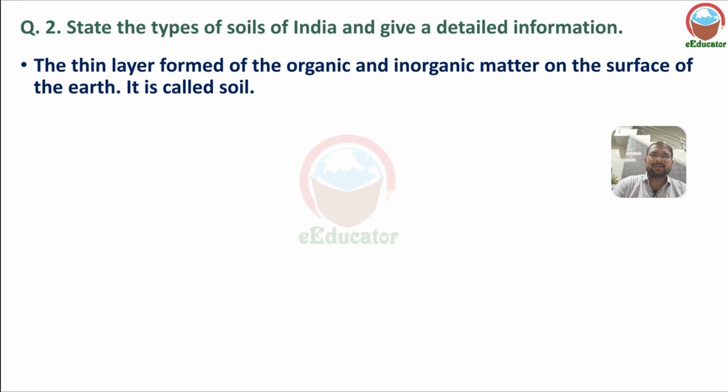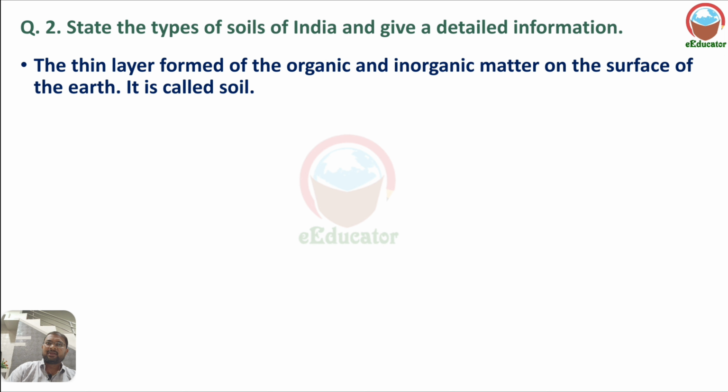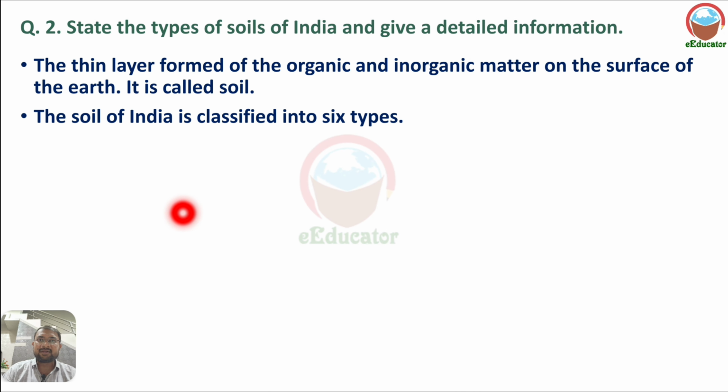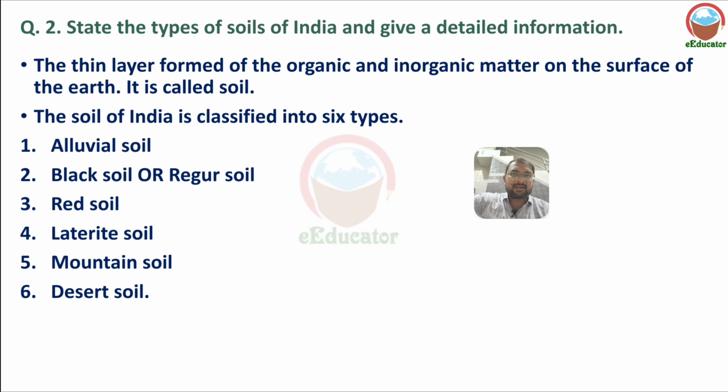State the types of soil of India and give detailed information. We need to write about the soil in detail. The thin layer of organic and inorganic matter on the surface of the earth is called soil, and soil of India is classified into 6 types: first, alluvial soil; second, black or regur soil; third, red soil; fourth, laterite; fifth, mountain soil; and sixth, desert soil.